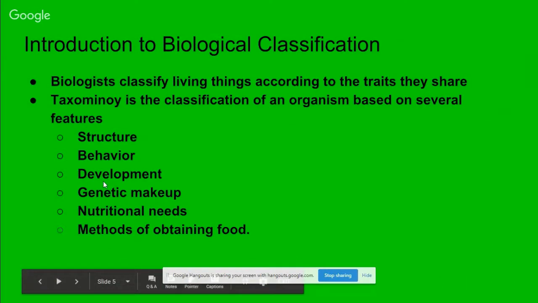So biologists classify living things according to the traits they share. So taxonomy is the classification of an organism based on several features: structure, behavior, development, genetic makeup, that's your DNA and RNA, nutritional needs, the type of foods they need to eat, and methods of obtaining food. So do they grow their food, or do they have to hunt and kill to obtain their food?